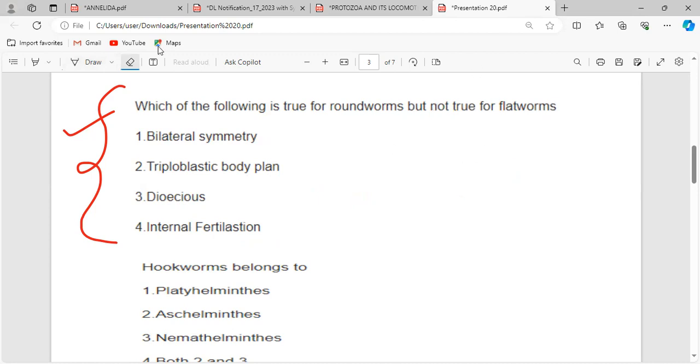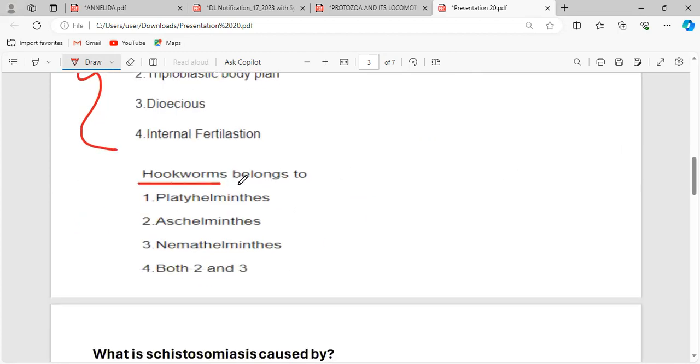But how to analyze the question? From this question, you have to understand that you should not only read the characteristics of roundworms and flatworms, you have to be aware of the general characteristics of all the phyla. This is the sample question. Now, hookworms belong to Platyhelminthes, Aschelminthes, or Nemathelminthes.